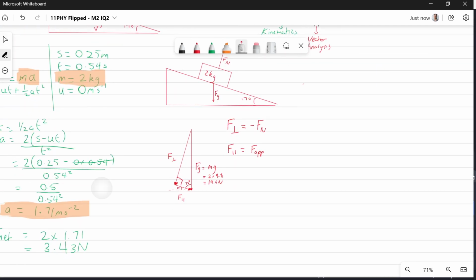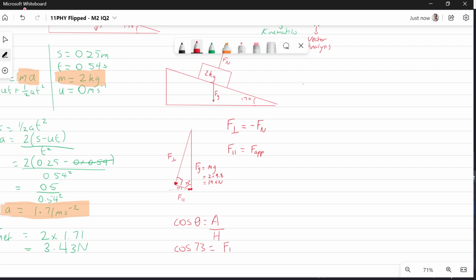So when we're completing our right-angled trig and using this angle here, we're going to need to use the adjacent side and the hypotenuse. If that's the case, then we need to be working with cos. And cos theta is equal to the adjacent side divided by the hypotenuse.